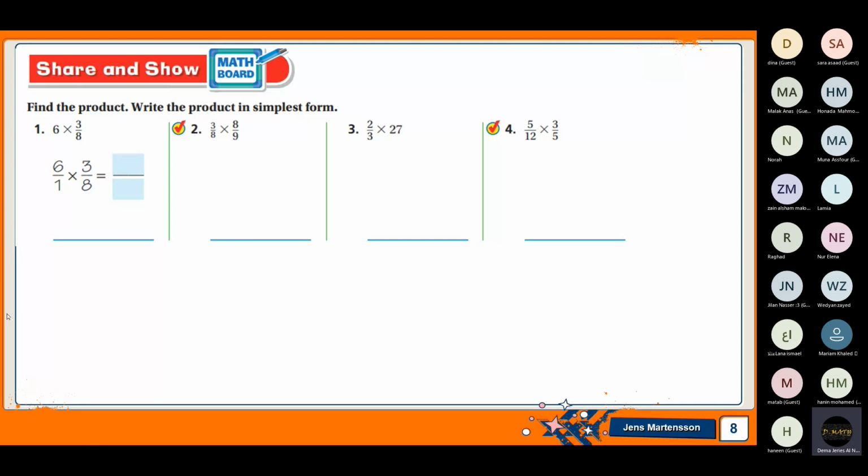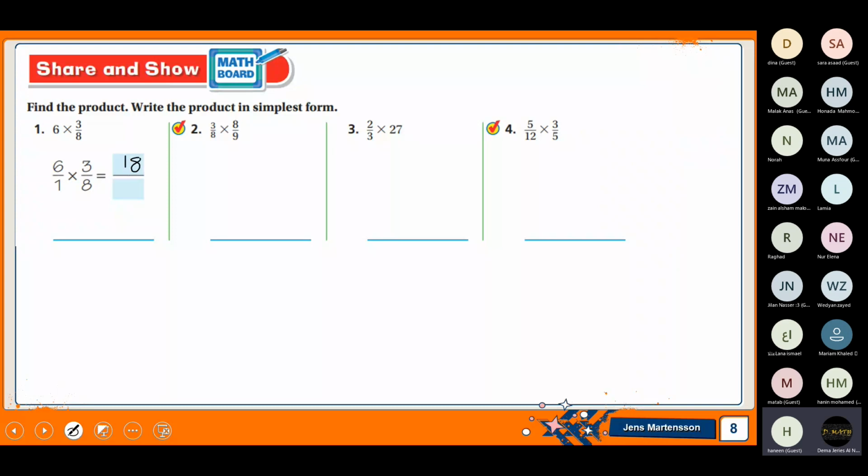We have to multiply 6 times 3 over 8. Okay, now how do you write a whole number as a fraction? You have to make the denominator equal what? As I told you, if you have a whole number, how do you write it as a fraction? You put the denominator 1. So it comes like 6 over 1 times 3 over 8. Then where are the numerators here? 6 and 3. 6 times 3 equals what? 18.